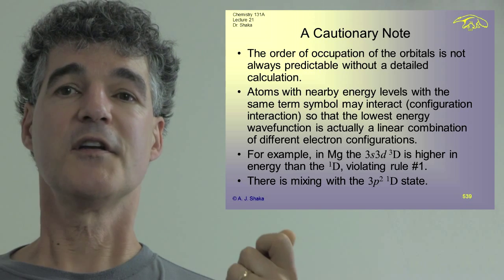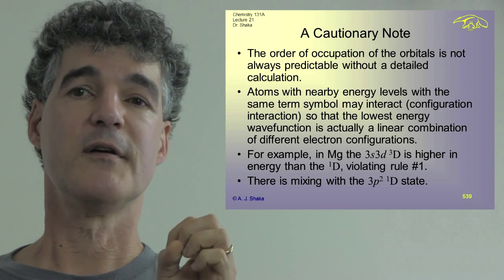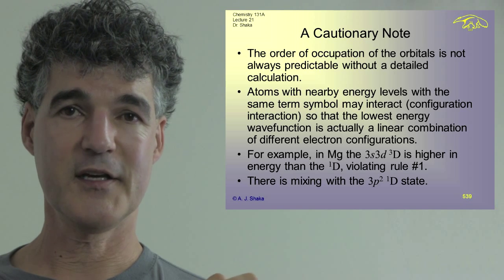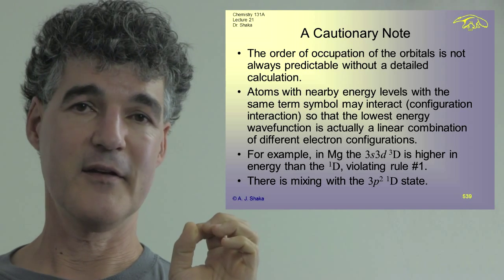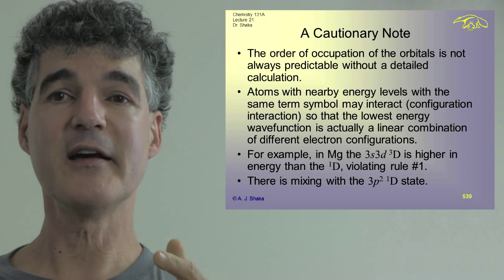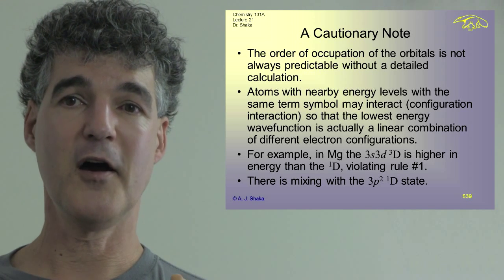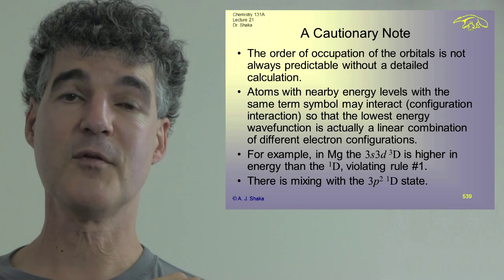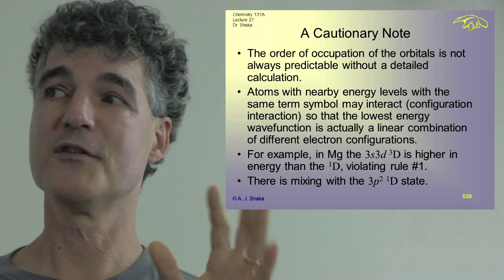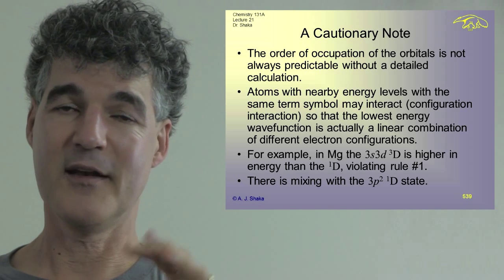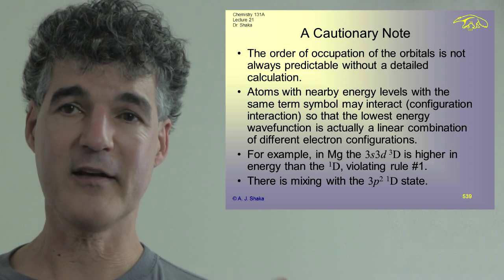Now, there's a cautionary note. The order of the orbitals is not always predictable without a detailed calculation. And sometimes even the idea that you know which orbitals are occupied is a little bit flawed. Remember, this is quantum mechanics, so if there's a choice, the atoms pick both choices at once, and you have to always be prepared for that.